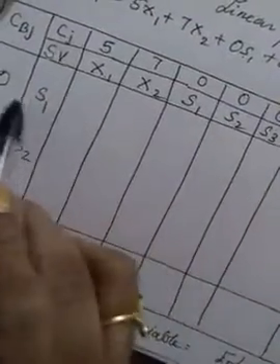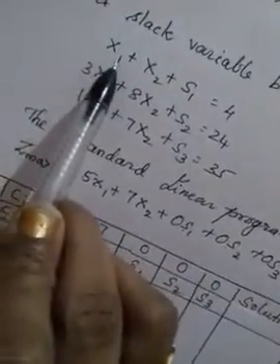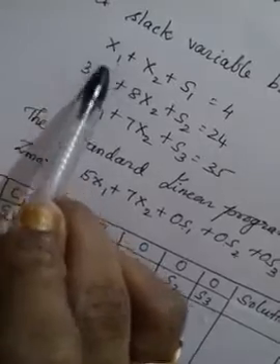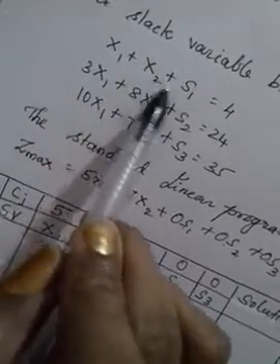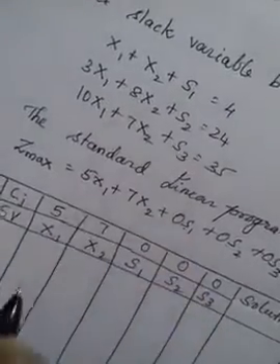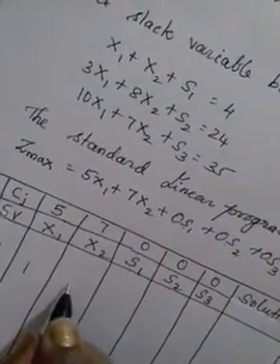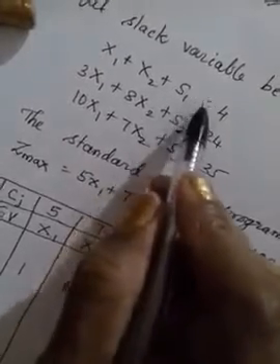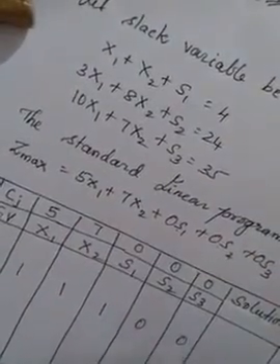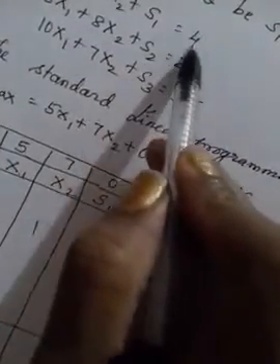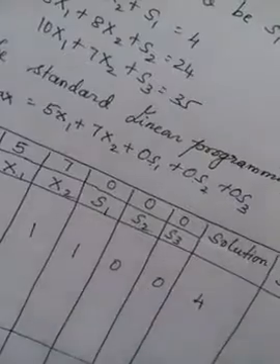Now for the first constraint, you have to write down the numbers. What is your first constraint? First constraint is 1 x1 plus 1 x2 plus 1 s1 is equal to 4, isn't it? So I am going to put 1 here and 1 here. For s1 it is 1 and there is no s2 and s3, so you have to put 0, 0. And your value after the equal sign is 4. So you have to write down 4.